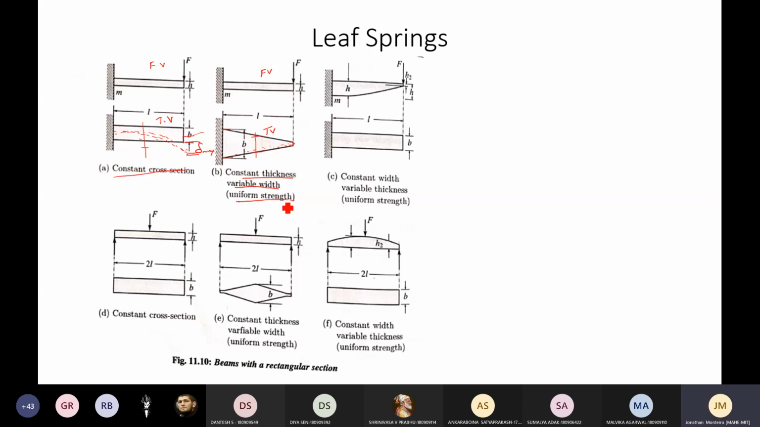Okay, so such beams are called beams of uniform strength. We can do one more variation here in type C, where the width you keep constant, but the thickness you vary. We are keeping b the same, but varying h here. So in the first case, what happens? b and h are constant throughout the length. In the second case, h is constant, but b is varying. And in the third case, b is the same, h is varying. So this also constitutes a beam of uniform strength.